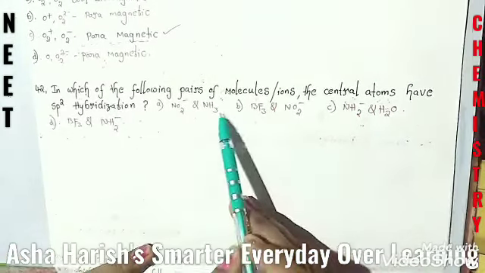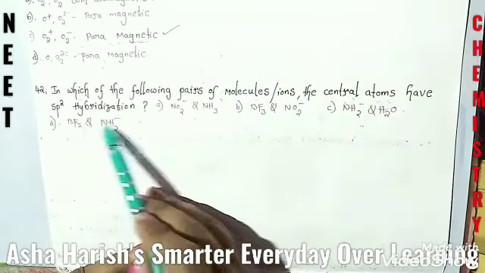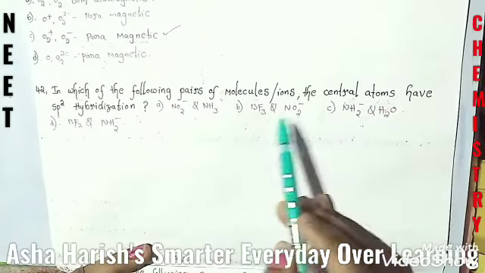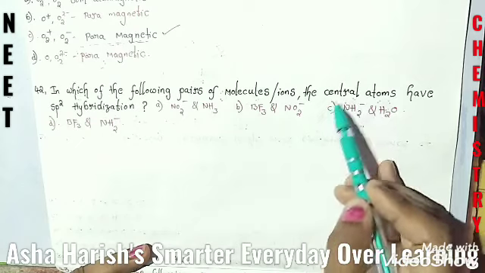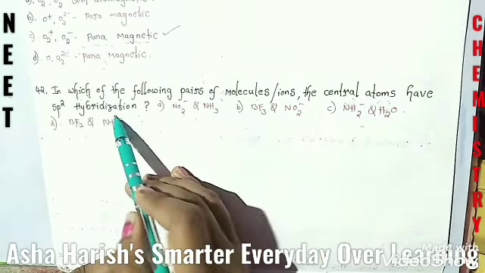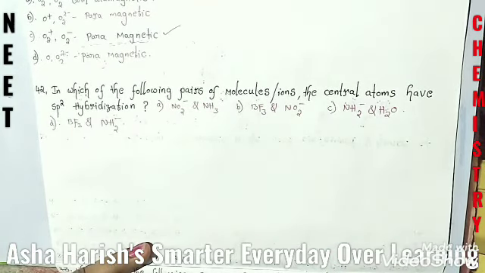In which of the following pairs of molecules or ions does the central atom have sp2 hybridization? Here students, you can see some options they have given. Among these, which molecule has sp2 hybridization? We have to find out. Okay students, for this we need to calculate.